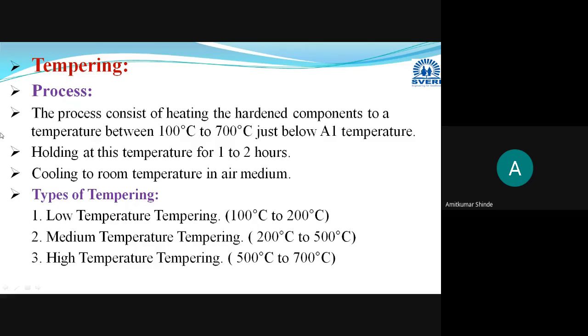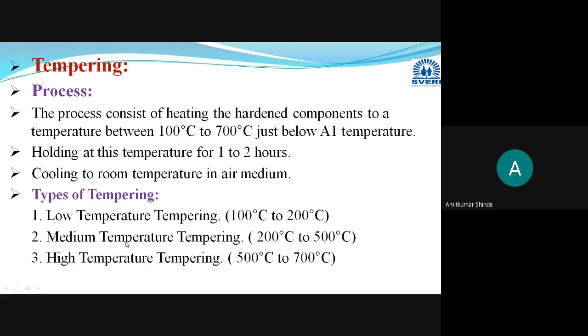Only internal stresses will get eliminated, and martensite will get transformed to tempered martensite or low carbon martensite, and some intermediate carbide compounds are formed. Just leave that intermediate carbide compound, that is for your information. You just have to understand that whichever internal stresses, or in short thermal stresses, were created due to the sharp decrease in the temperature will get eliminated in this low temperature tempering. This is the first type.